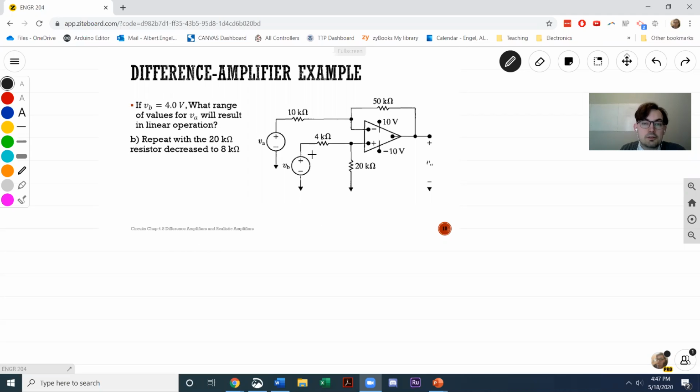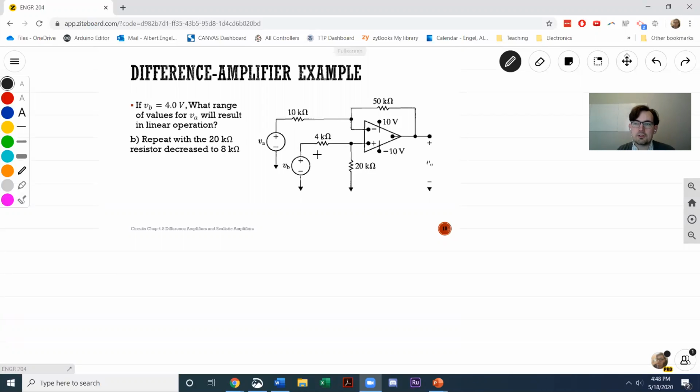Now, difference amplifiers are always going to have two voltage supplies because you're amplifying the difference between these two voltages. Given VB, you want to know what the range of VA is going to be, and then also figure out what's going to happen if we decrease this resistor over here.